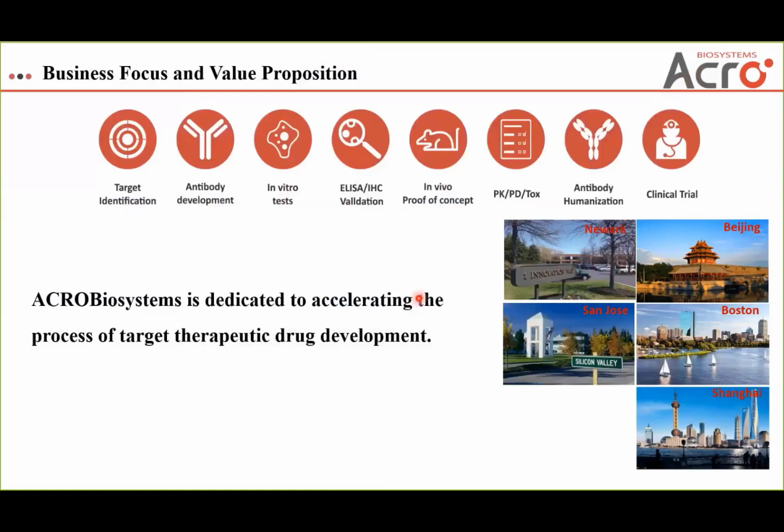After talking about the application of SARS-CoV-2 antigen in serological test development, I'll be introducing what AcroBiosystems has done to help fight against COVID-19. First, I would like to offer you a brief introduction of AcroBiosystems.